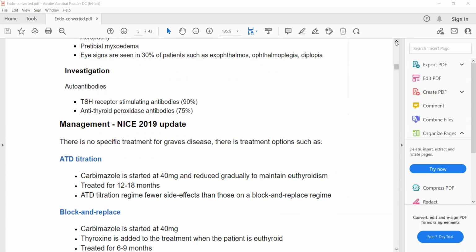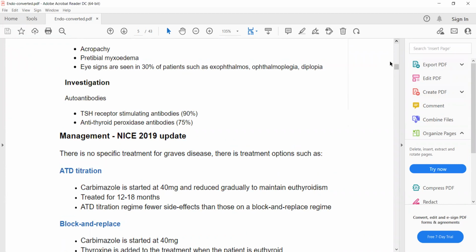So we were discussing Graves' disease, clinical features of Graves' disease. Graves' disease will present as hyperthyroidism. It will have features of hyperthyroidism. And in investigation, thyroid TSH receptor stimulating antibodies will be present in 90% of the patients, and anti-thyroid peroxidase antibodies will also be present. Anti-thyroid peroxidase antibodies are present in both Hashimoto and Graves' disease.